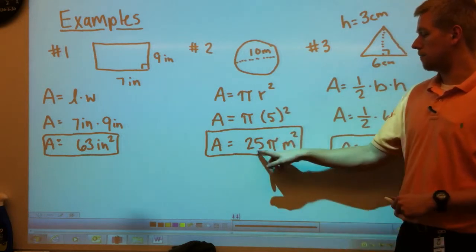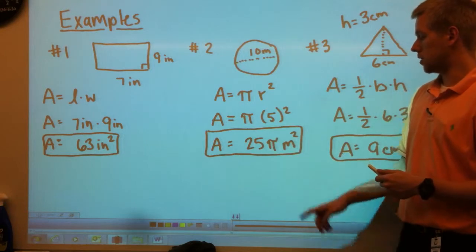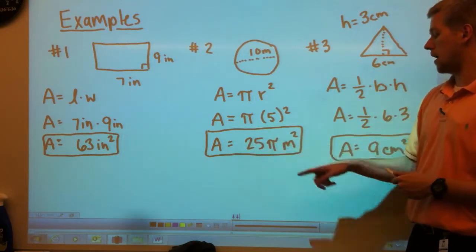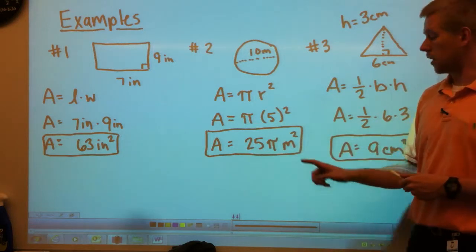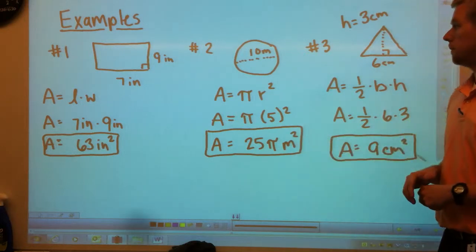5 squared is 25, and I just don't have a calculator, so I'm going to be leaving my pi on the end of it to know that this pi does still have a value. So my area is 25 pi square meters. Again, my area I have to have in 2 dimensions, so this is a square.